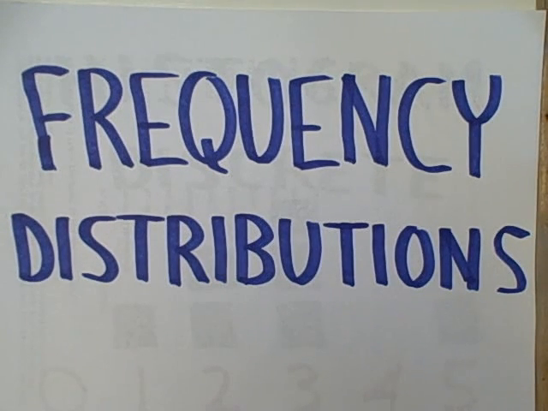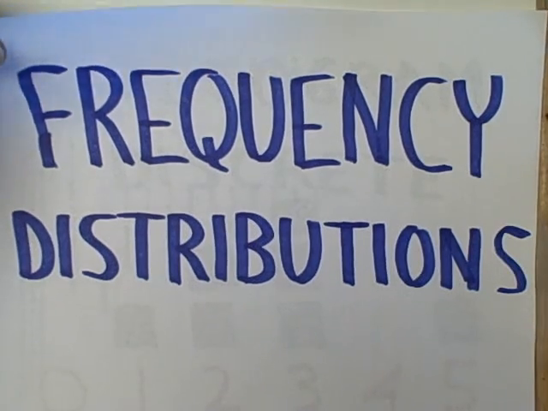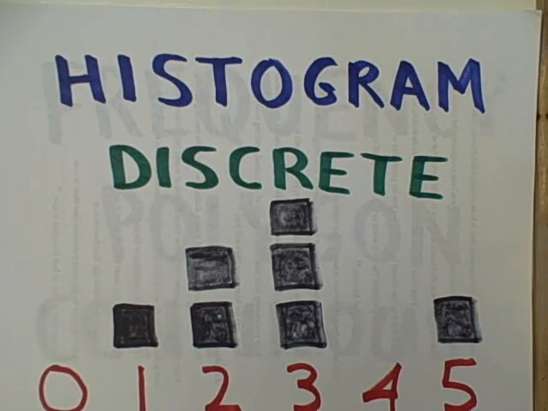This Headless Professor video is about frequency distributions. We're going to start off talking about a histogram. A histogram is like a bar chart, and it's used for looking at the distribution we have with discrete variables.